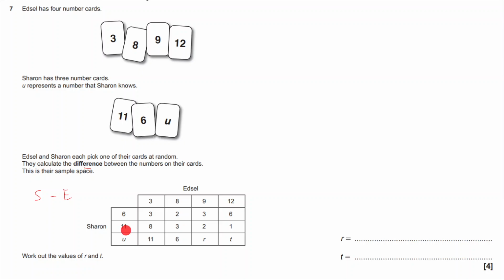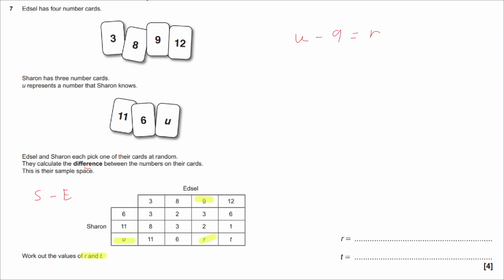So let's check another one. 11 take away 8 gives you 3. Find the values of R and T. Now, to get R and T, I've got to get U first, because some number U take away 9 would give you R, for example. So U take away 9 gives me R.